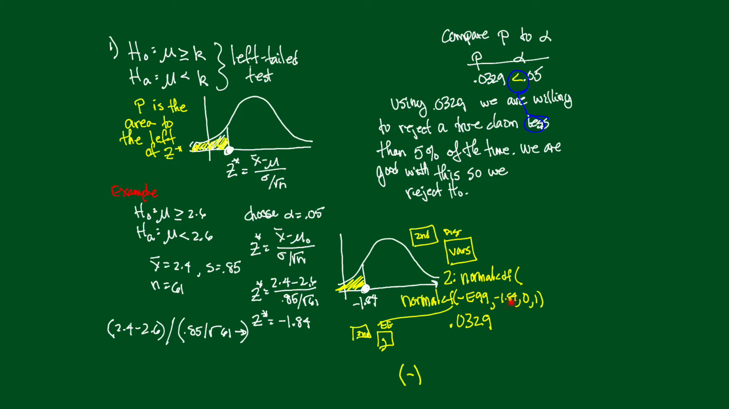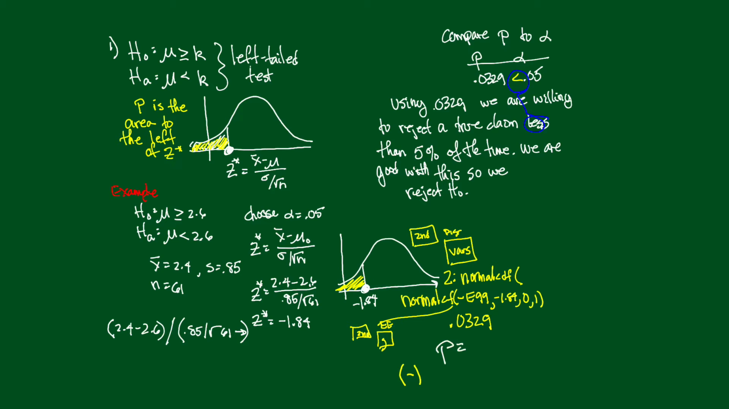Type in negative 1.84. Now you really don't need anything here. If you left it off, you'd be okay. But you can write a comma and then 0 for the mean of the standard curve, which is 0. And then comma 1 for the standard deviation of the standardized curve. When you do all that, you press enter, you get 0.0329. That is the p-value. So we finally see how to get it.